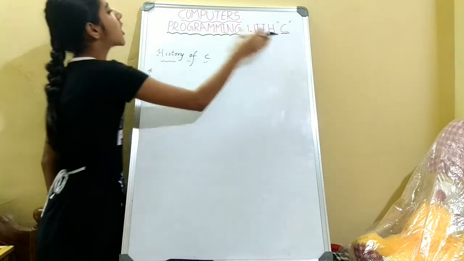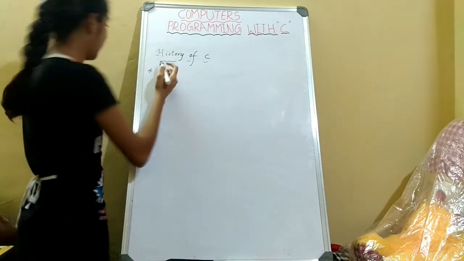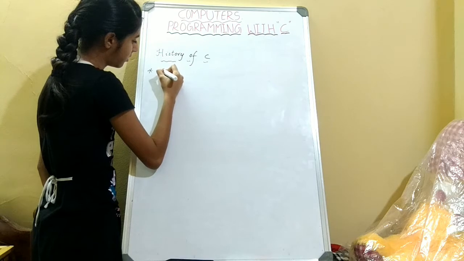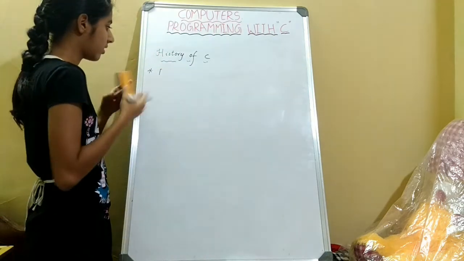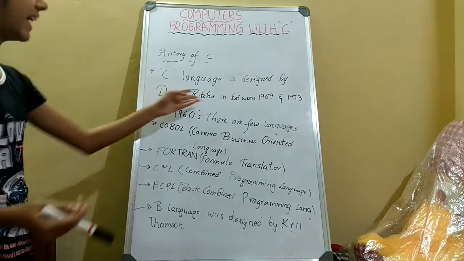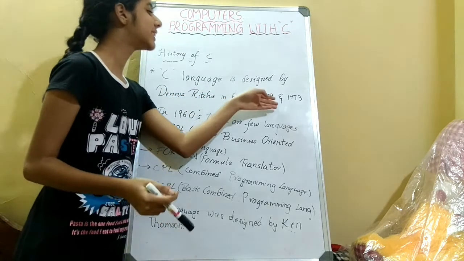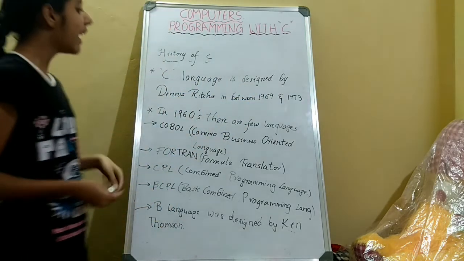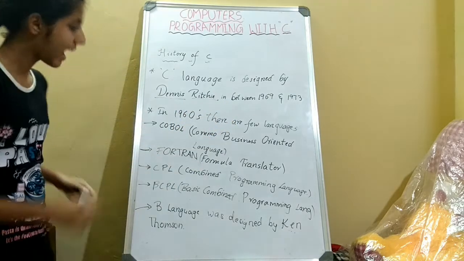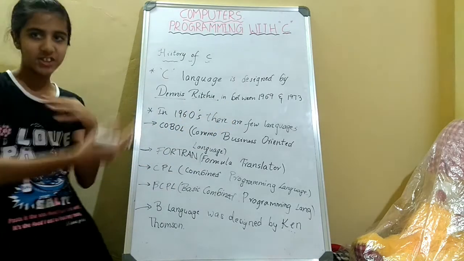Programming with C was designed by Dennis Ritchie. C language was designed by Dennis Ritchie between 1969 and 1973. So C language was introduced by Dennis Ritchie. Next, we have more history about it.